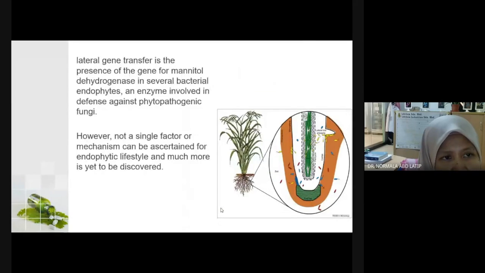For lateral gene transfer in the roots of the host plants, they also have the gene for mannitol dehydrogenase in several bacterial endophytes, and also enzymes involved in the defense against phytopathogenic fungi. However, not a single factor or mechanism can be ascertained for the endophytic lifestyle, because there are so many things yet to be discovered about the host interaction between the endophyte and the host plants.